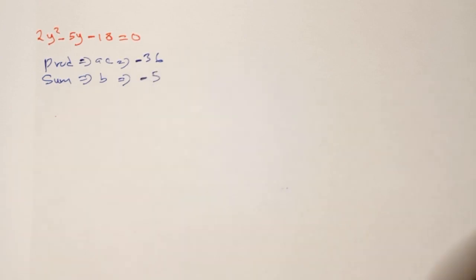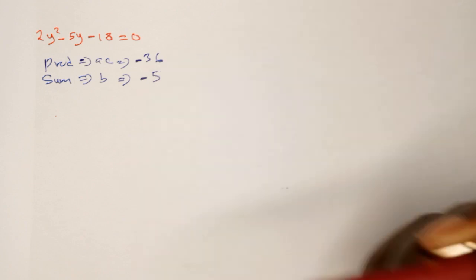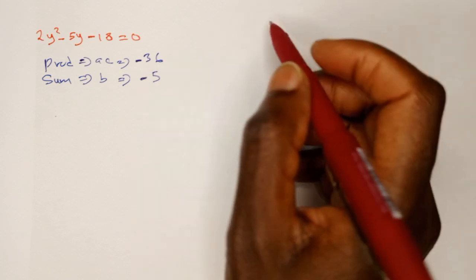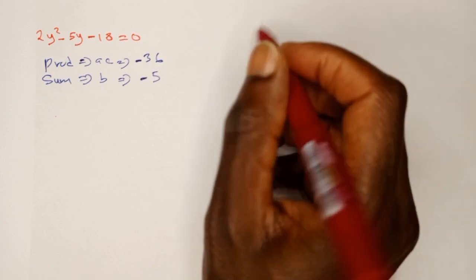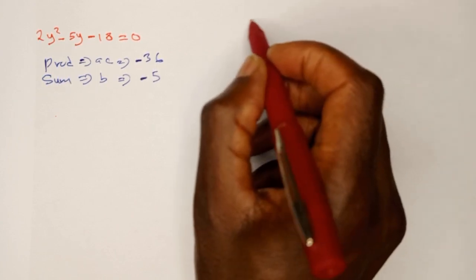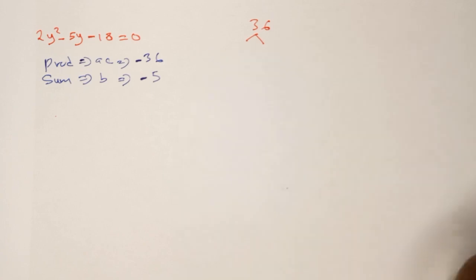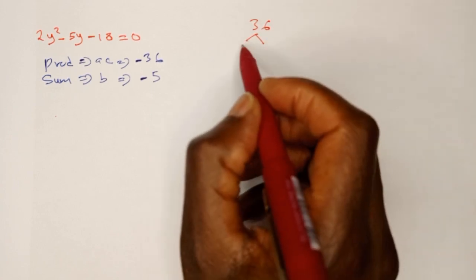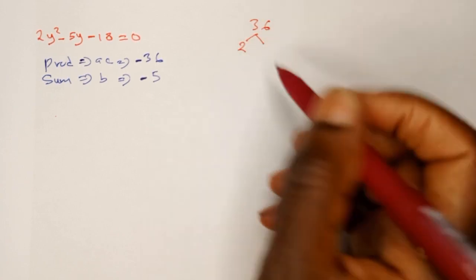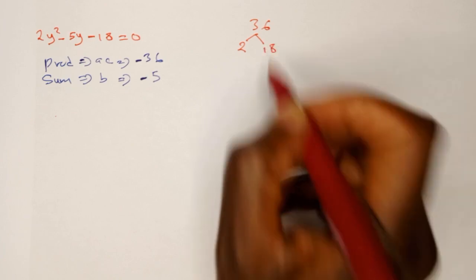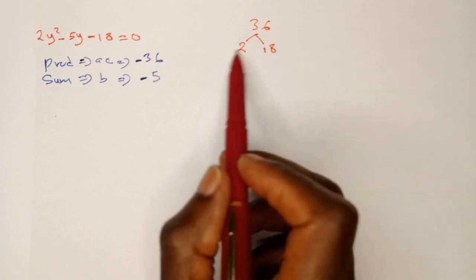So we look for two numbers that when you multiply them, you get negative 36, and when you add them, you get negative 5. So you always do it like this. So come up with a diagram, a quadratic diagram. So start with 36, then start with the least prime number that you know. You can start with the 2. 2 goes into 36 how many times? It is 18. Then check these two.